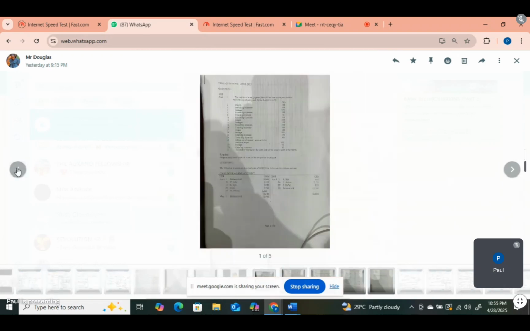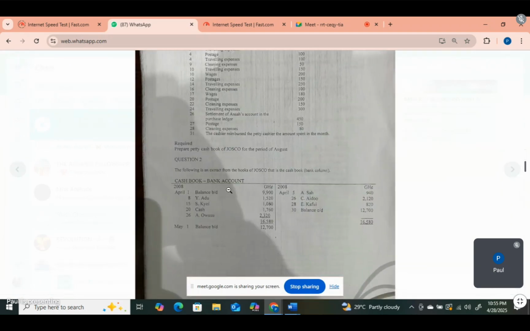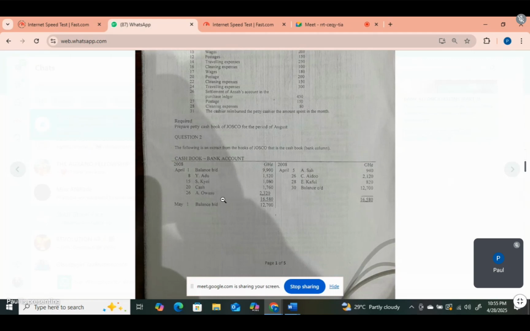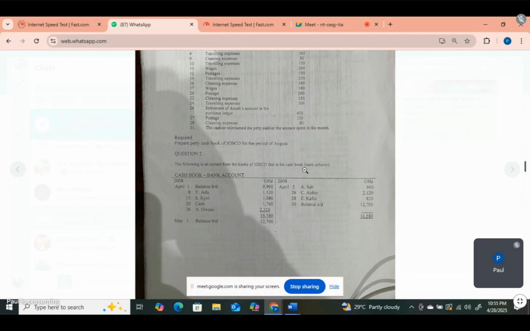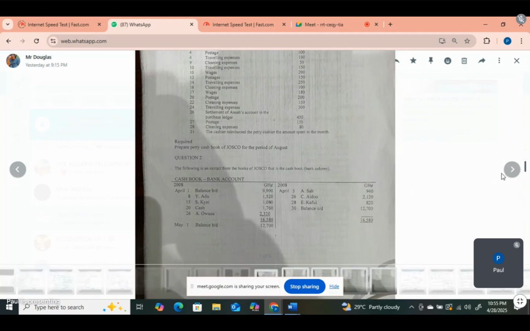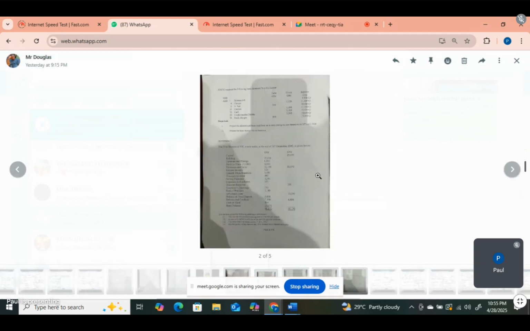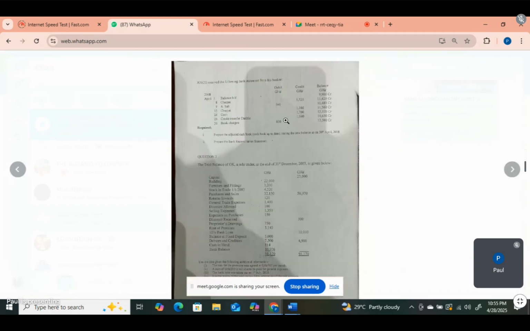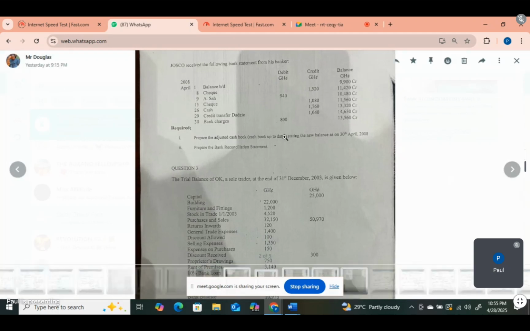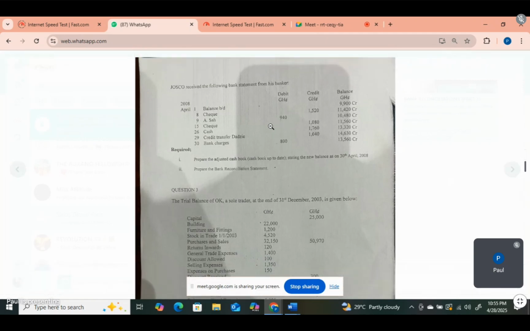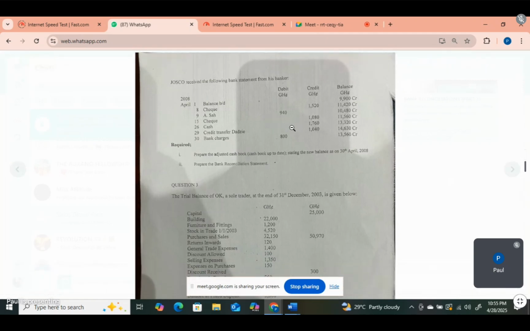But I think we have debits, credits, and then balance. But you see, if you look at the first one, 1st April, it is balance brought down. So it means that balance is coming from March, from the previous month.